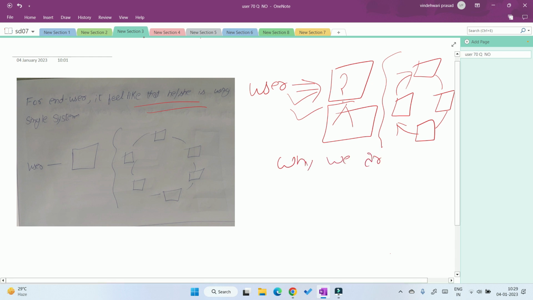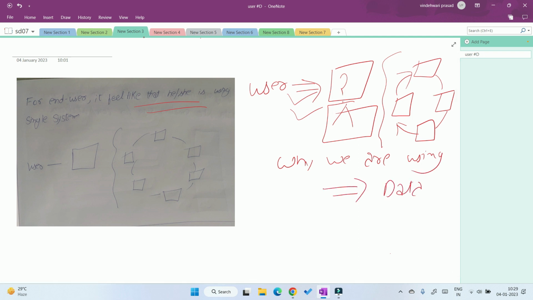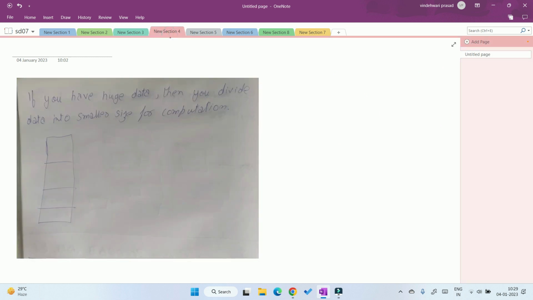So why are we using a distributed system? For two main reasons. First one is data storage capacity. Second one is doing calculation. Let us take an example of these two things. First one is calculation.